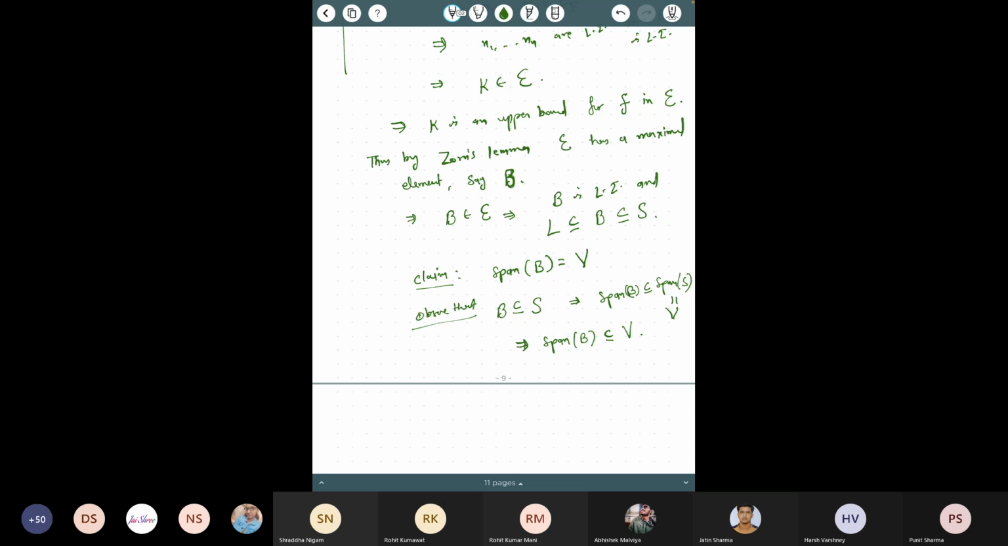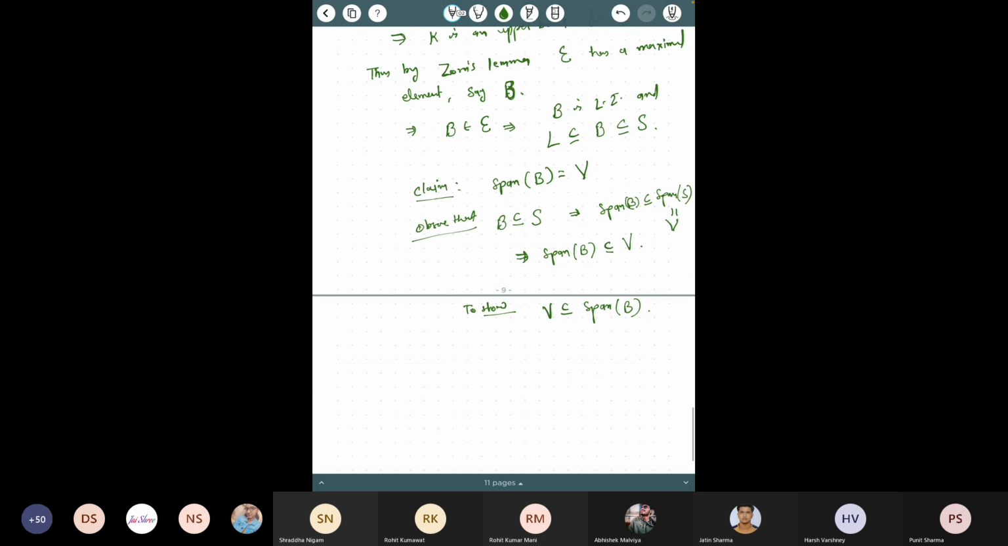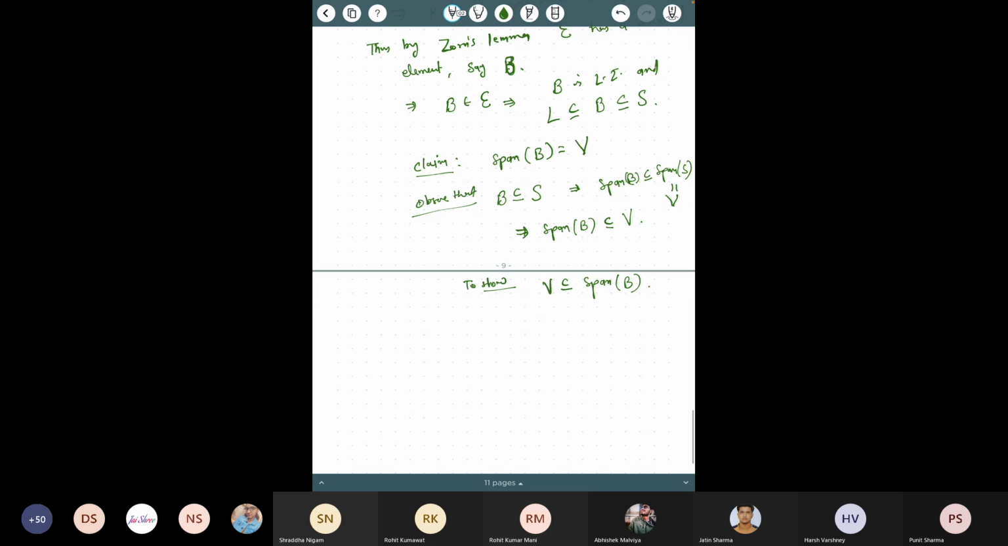So we have to show the other inclusion. That means V is a subset of span of B. If we show this, then we can say that B is a basis. Now V is a subset of span of B. In order to show that, I will show that S is a subset of span of B. So it is enough to show that S is a subset of span of B.